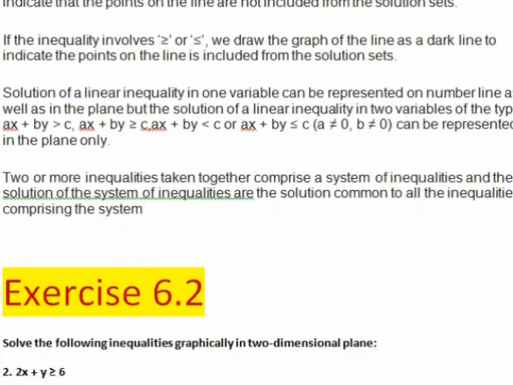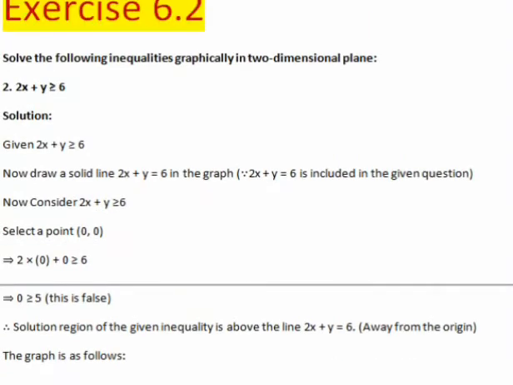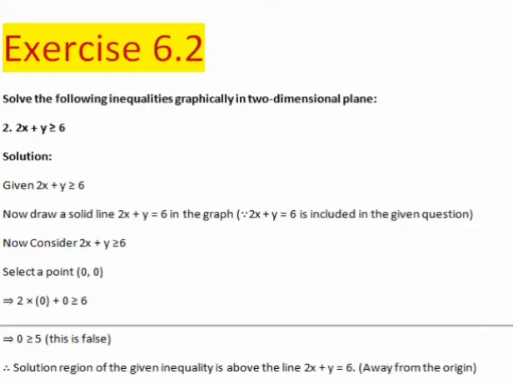Now see some examples. This is related to exercise 6.2. Some selected questions are here. Given 2x + y ≥ 6. When we solve it, we take 2x + y = 6. Now consider 2x + y ≥ 6.